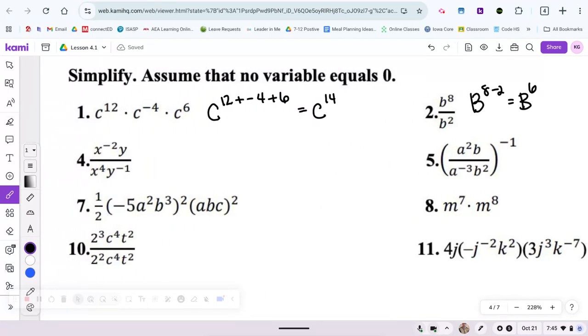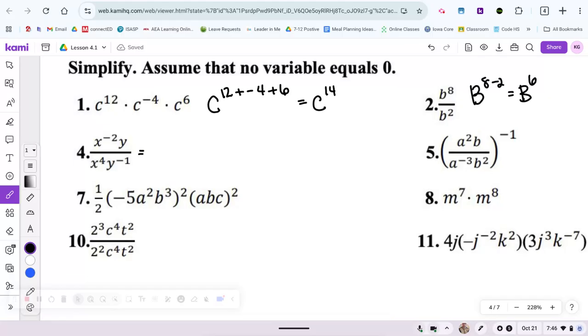Number 4 has a couple things going on here. So first of all, I need to do my subtraction. So I have x to the negative 2 minus 4 and y to the 1st minus negative 1. So then my x is going to become x to the negative 6th. My y is going to become y to the positive 2nd.